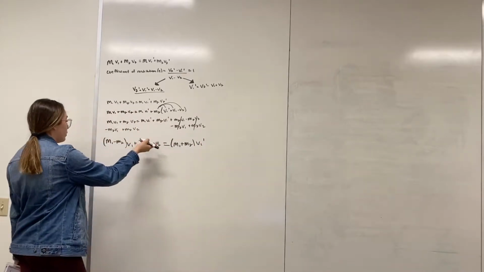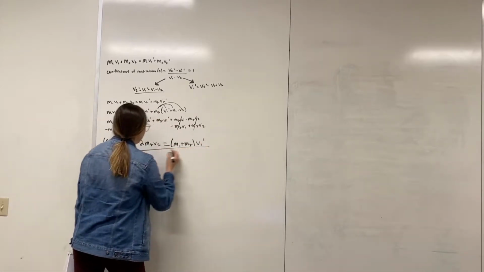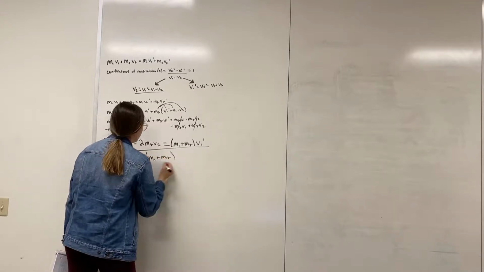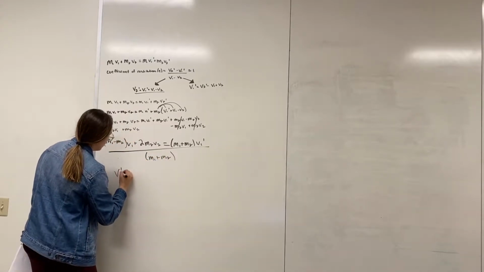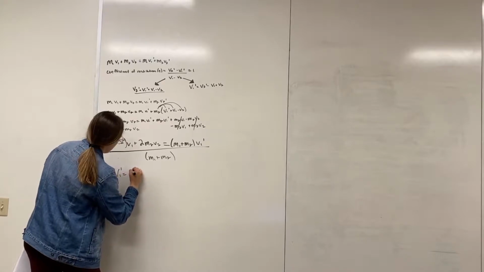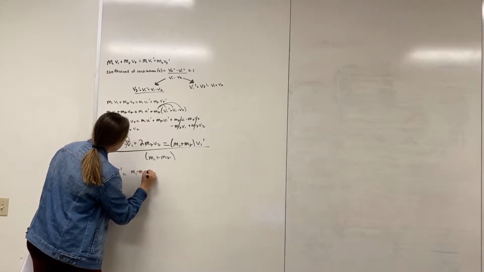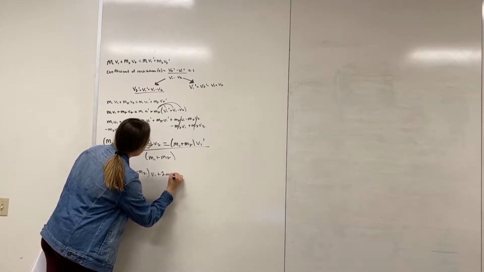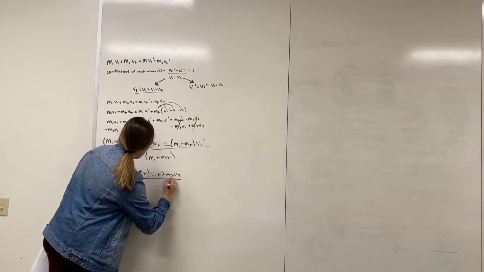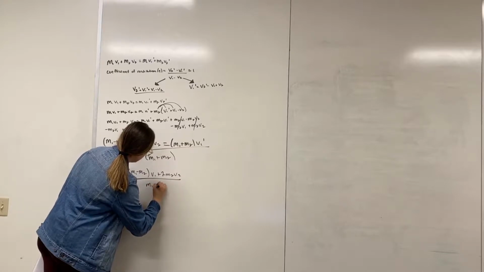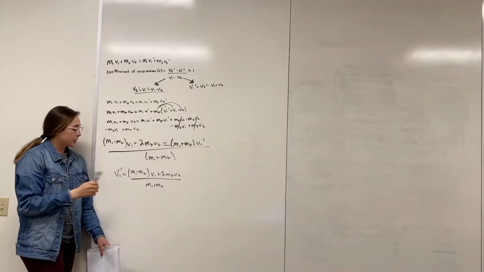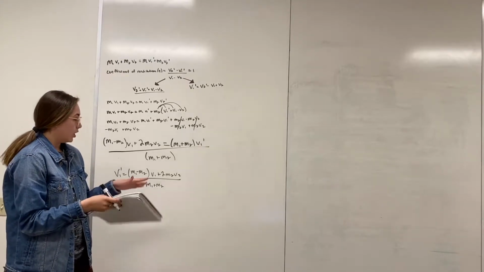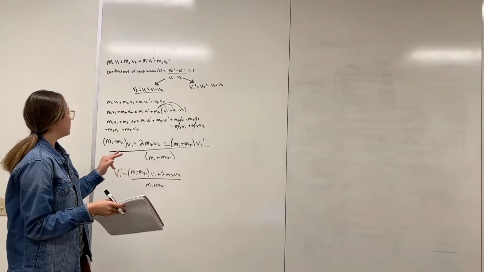Now to get v1 prime by itself, divide the whole thing by m1 plus m2. So v1 prime equals m1 minus m2 times v1 plus 2m2 v2 over m1 plus m2. That's your equation for v1 prime. And we're going to continue with v2 prime.